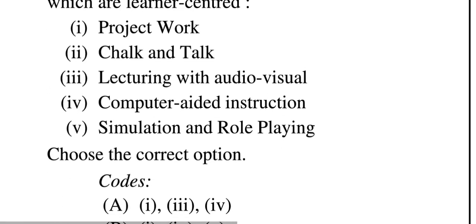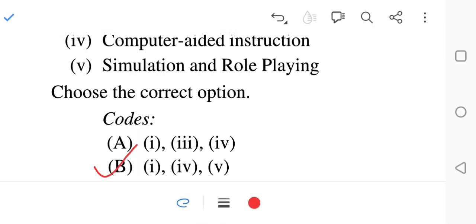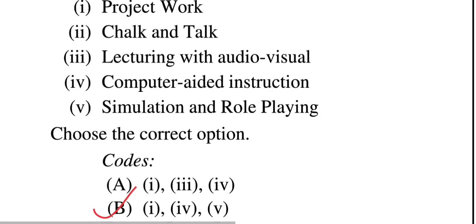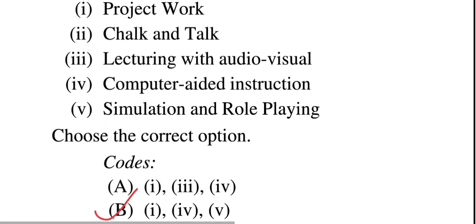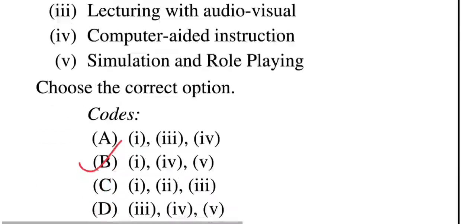Correct answer of this question is B, that is 1, 4, 5. 1 will come first, then 4 will come, then 5 will come. 1 project work, then computer aided instruction, then simulation and role playing. So this is the learner centric teaching method used in institutions of higher learning.